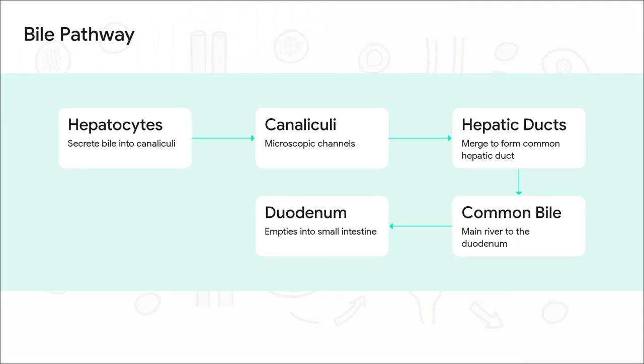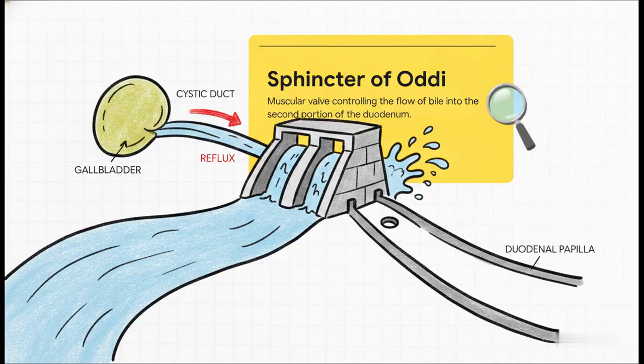Okay, so the springs of our river are the hepatocytes in your liver. They produce and secrete bile into these tiny microscopic channels called canaliculi. You can think of these as the smallest little streams. Now these streams merge together into intralobular ducts, then interlobular ducts, and they eventually form the right and left hepatic ducts. Those merge into the common hepatic duct, which then joins up with the cystic duct to become the mighty common bile duct. Ultimately, this main river empties right into the duodenum, which is the very first part of your small intestine.